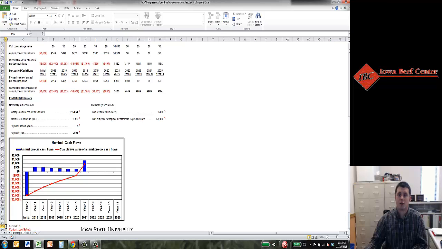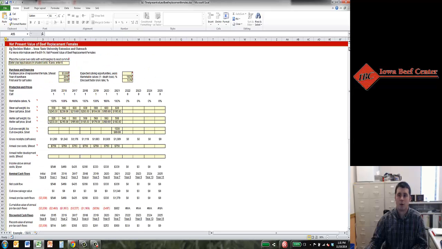When developing this spreadsheet for your own situation, I would encourage you to run a lot of sensitivity analysis around a lot of these user inputted cells to really gauge the risks presented by the situation of retaining or purchasing replacement females. Thank you.